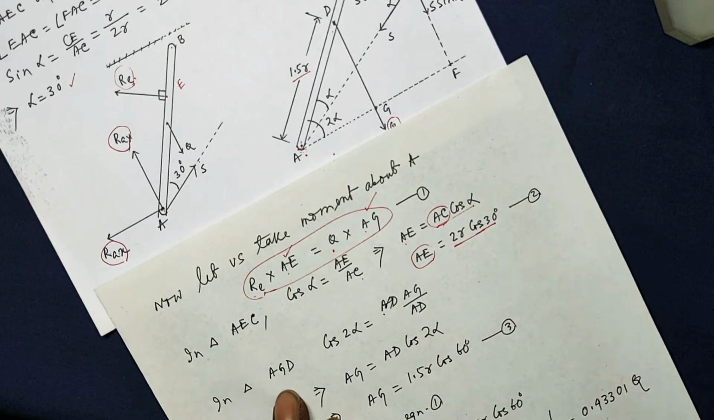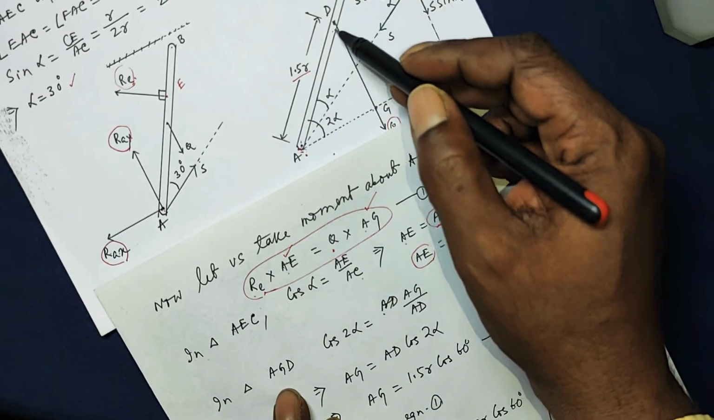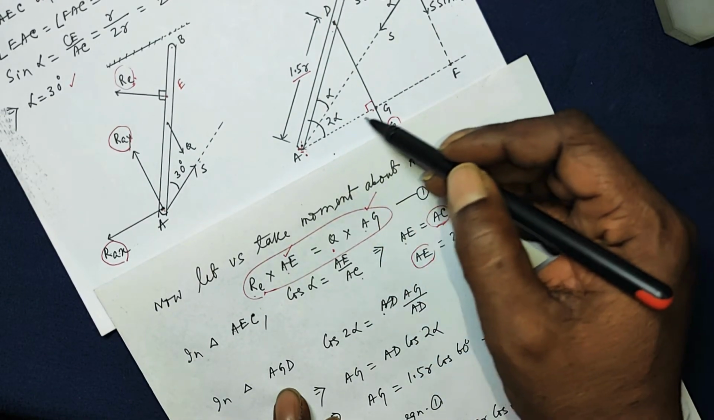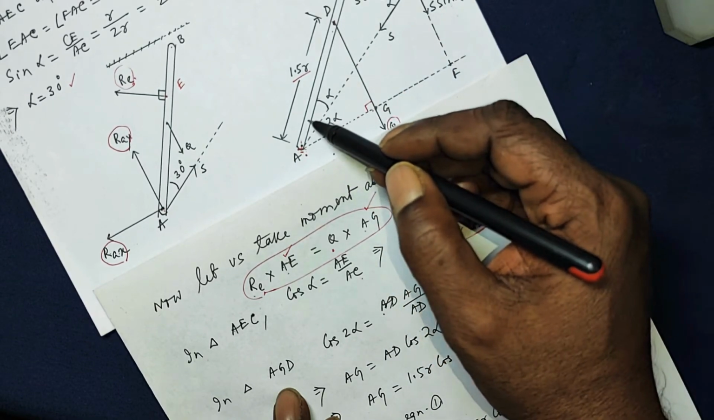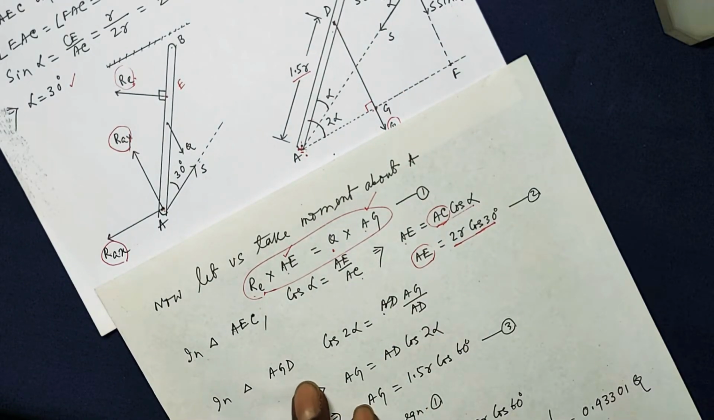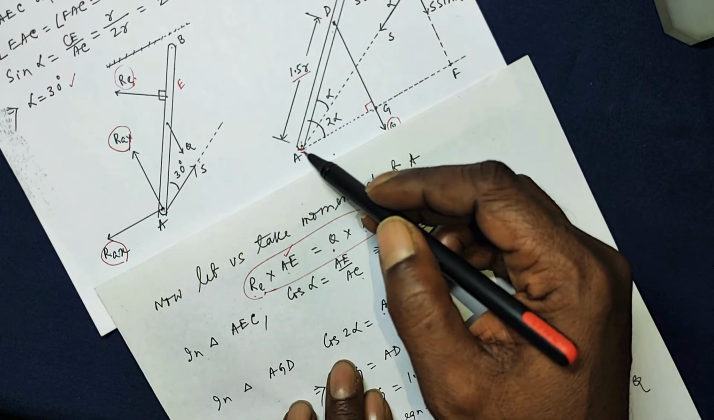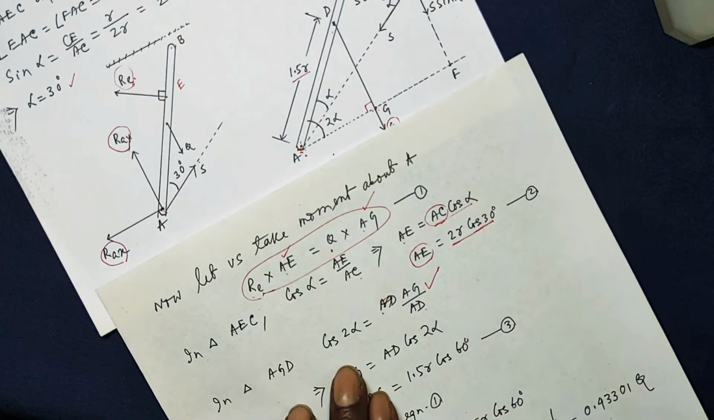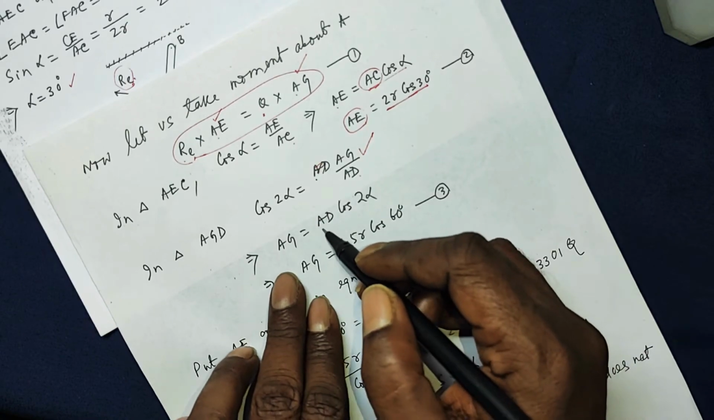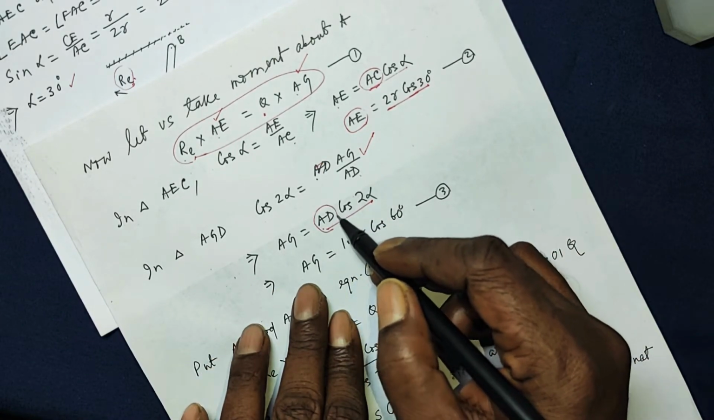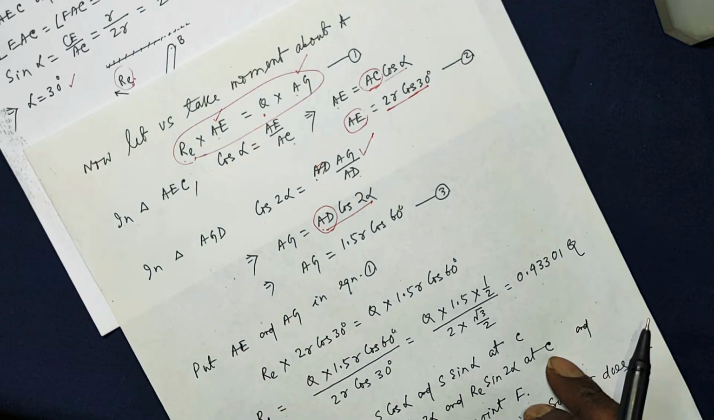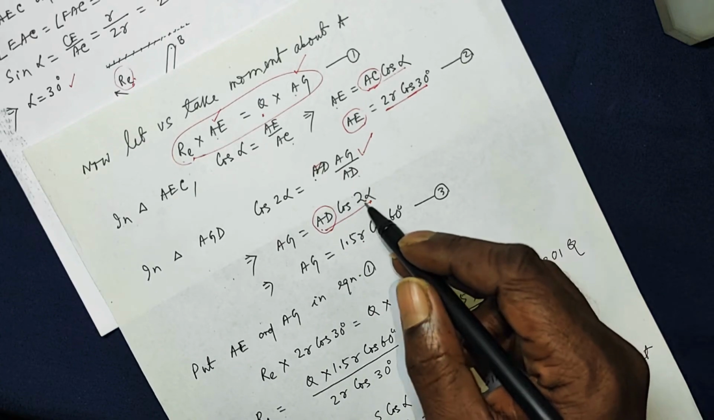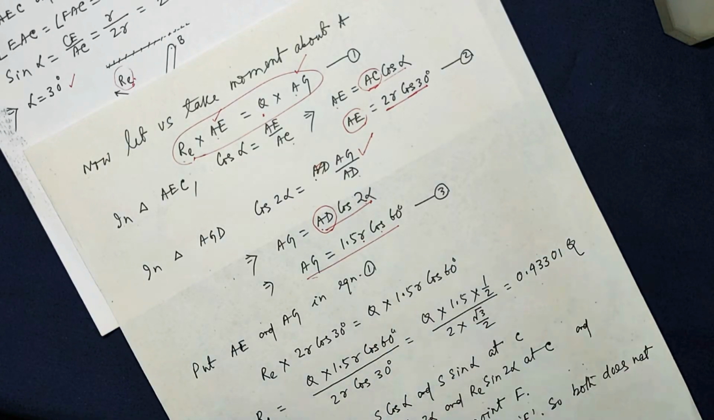Then look at triangle AGD, right-angled here. Now the angle at A, that is angle DAG, is 2 alpha. So cos of 2 alpha will be base over hypotenuse, AG over AD. If you cross multiply, you get AG is equal to AD times cos 2 alpha. AD is found out because D is the midpoint, so it is 1.5 bar. Alpha is 30 degrees, so cos of 2 into 30, cos 60. So this is the value of AG.